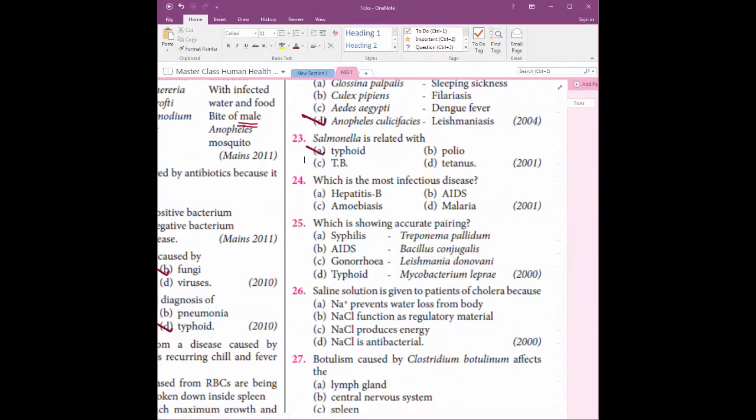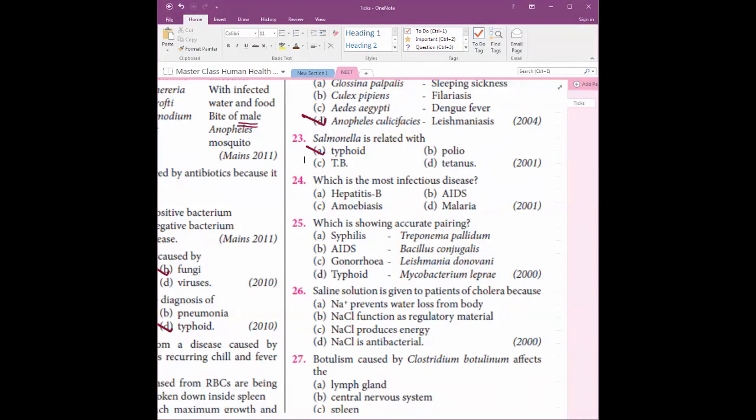Okay, so next one. Which is the most infectious disease? Guys, I'm damn sure everybody is aware of this. Now guys, you may think there are two of them which are really infectious. We have one that is AIDS. Your immediate reaction would be that it must be AIDS only because that is going to be the deadliest one.